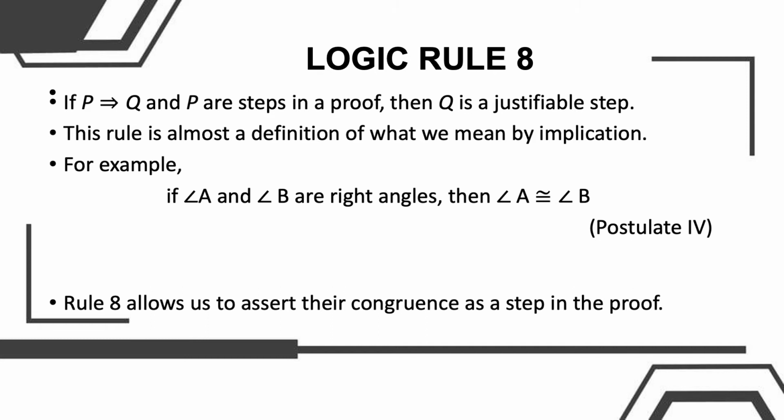So, hindi natin pwedeng sabihin dito, if Q, that is if angle A is congruent to angle B, hindi natin pwedeng masabing totoo na if angle A is congruent to angle B, then angle A and angle B are right angles. So, hindi yan necessarily true. Okay? However, it may sometimes happen that both conditional statement and its converse are valid, usually kapag definition yan, no?